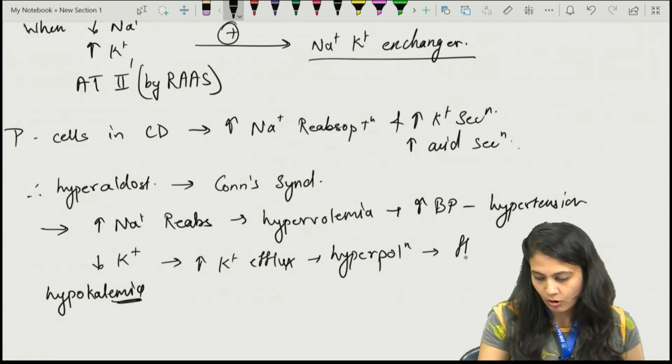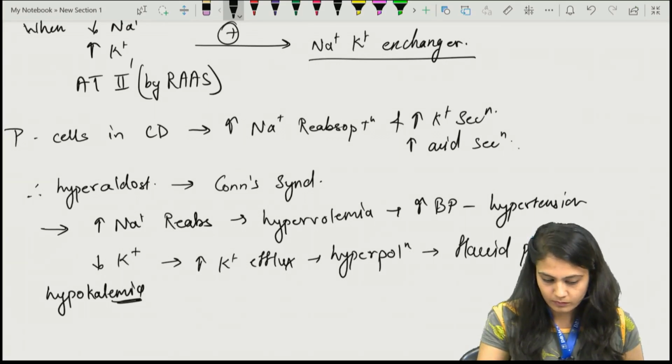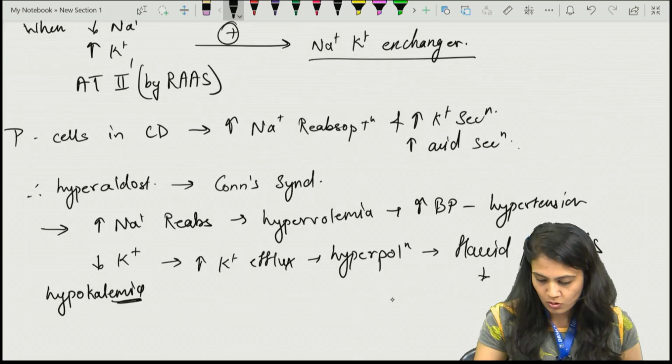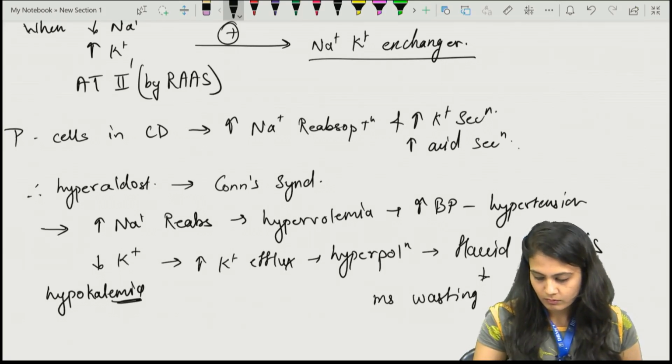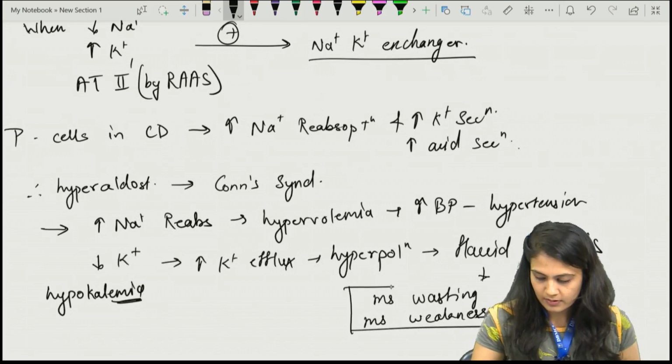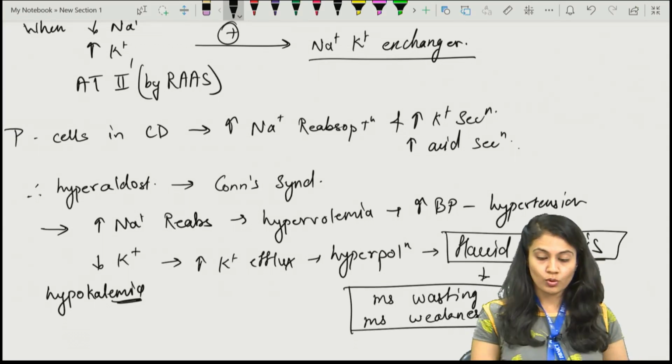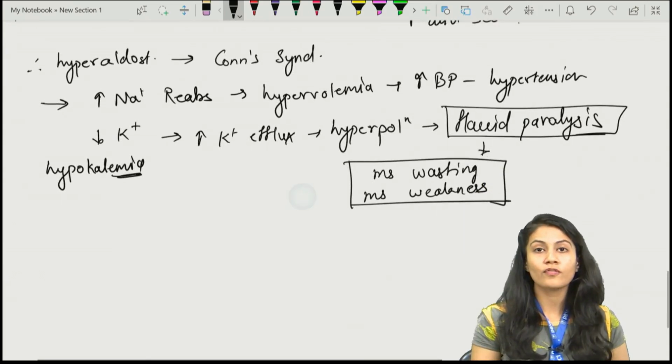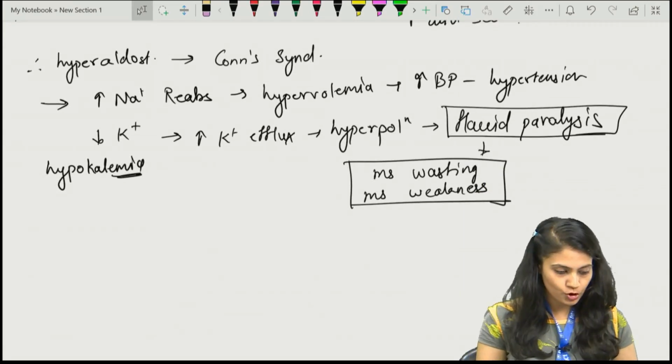and that can cause flaccid paralysis and also muscle wasting, muscle weakness and wasting. If it is severe, then it can cause flaccid paralysis too. So these are all the symptoms of Conn's syndrome.